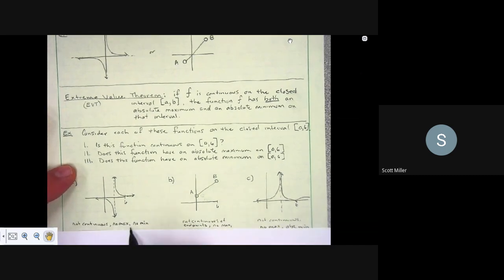So it's not continuous, and there is no absolute max and min because this thing just keeps going up forever, and this piece is going down forever. So no absolute max or min. This one we already kind of looked at before.